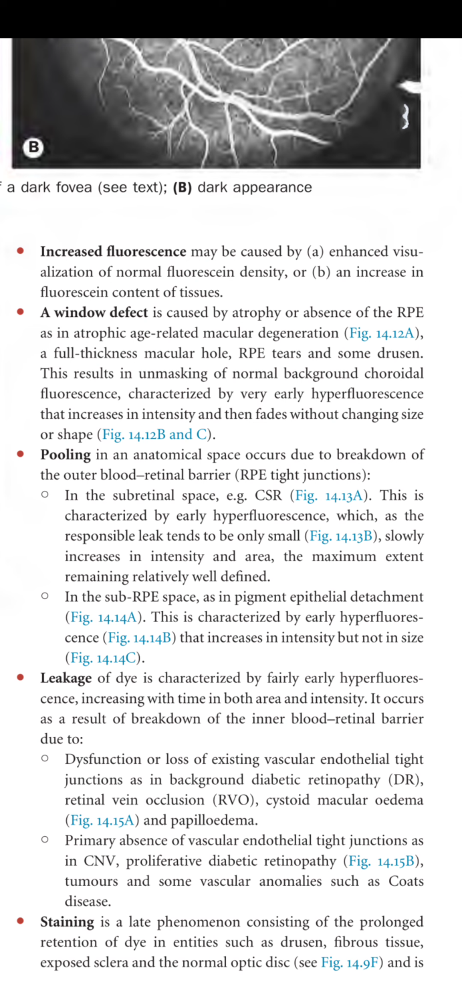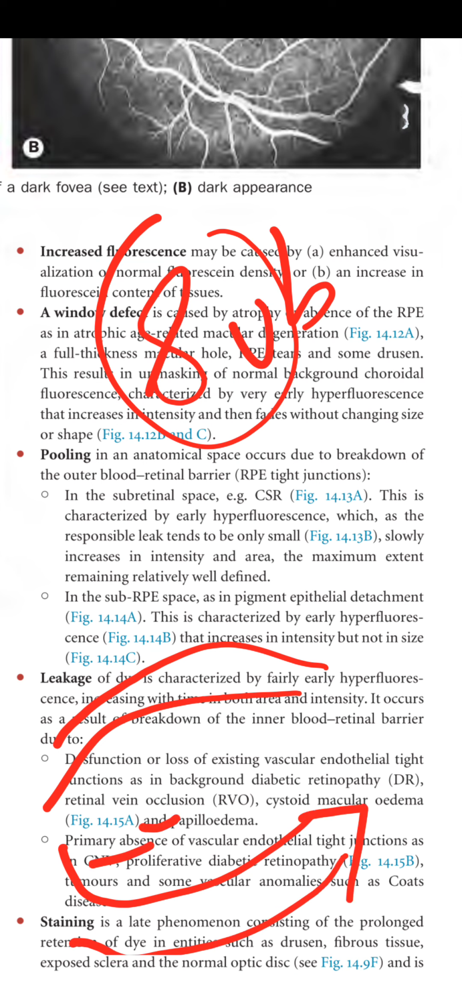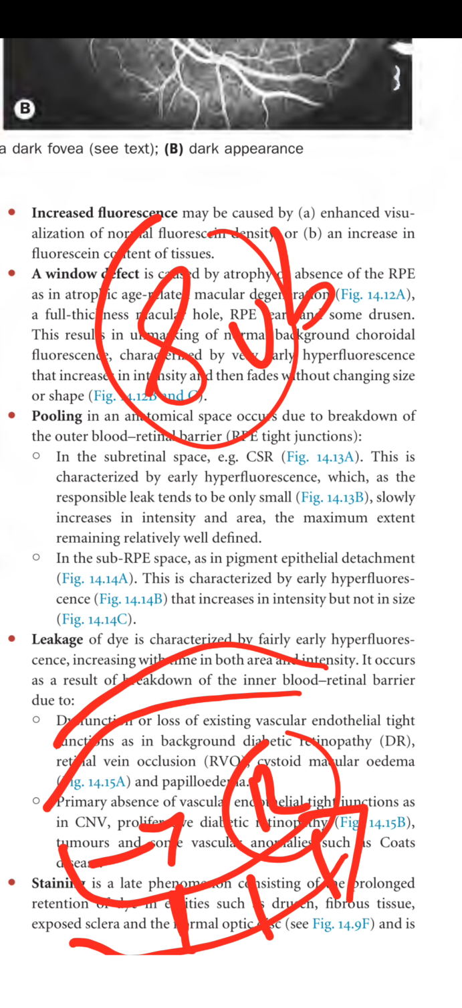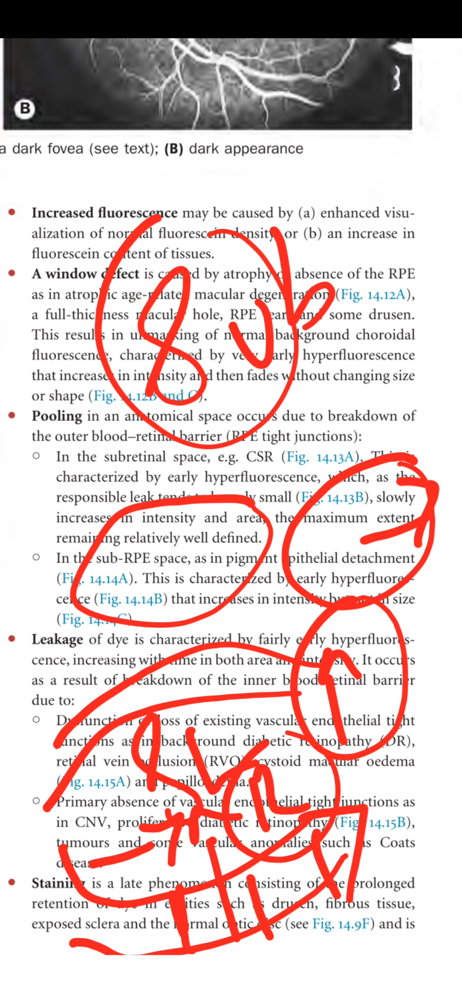So pooling occurs when there is subretinal fluid because of the leakage of the vessels. There is a breakdown of the tight junctions, which is why there is a leakage of material into the subretinal space. So the fluorescence will increase in intensity as well as in size, but after some time the size becomes constant.